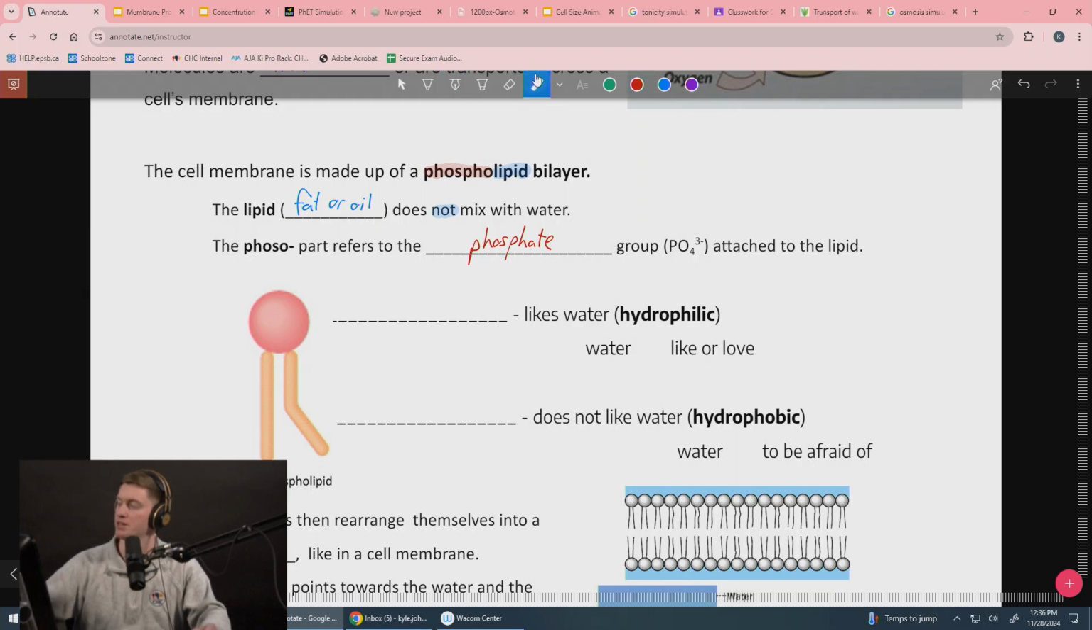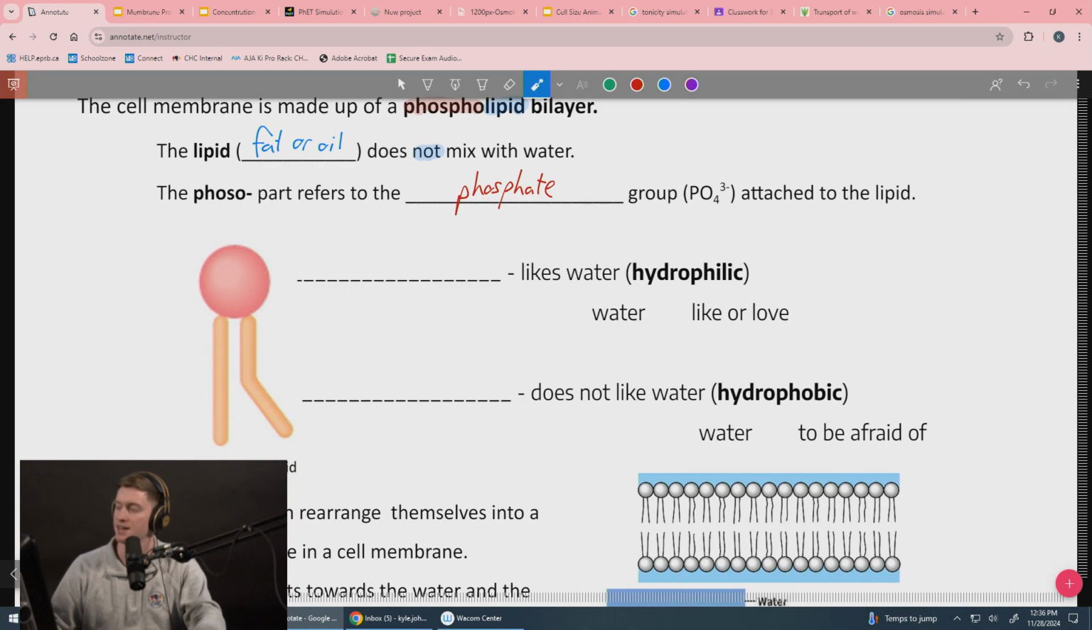group, which is written as PO43-. If you have your Science 10 periodic table and you look at the table of common polyatomic ions that we looked at so much during the chemistry unit, you may remember phosphate as PO43-. That's attached to the lipid. The phosphate part likes water.